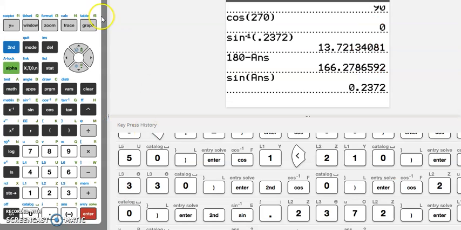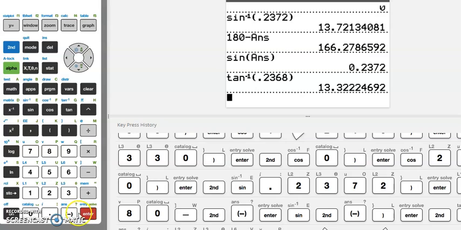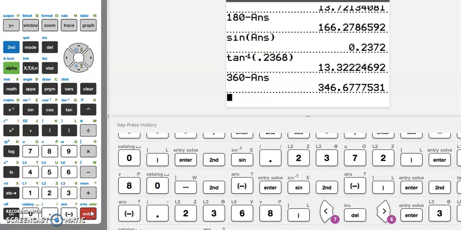We'll check that now. So inverse tan. This is the way I like to do it. Decimal 0.2368. Remember, make it positive. That'll give you the reference angle, 13.3. We know we're looking for the angles in quadrant 2 and 4. So to get the quadrant 4 angle, we take 360 and subtract that answer. And there's your angle for quadrant 4.